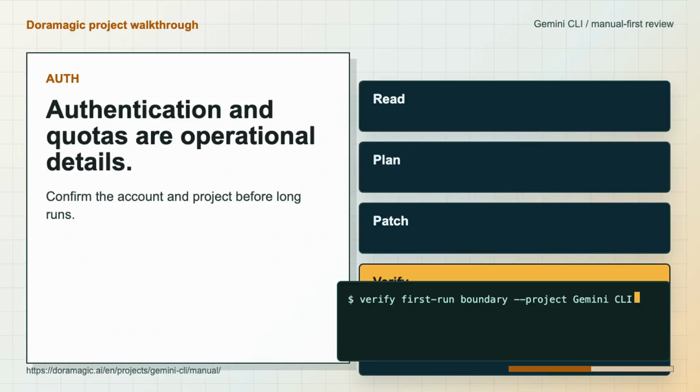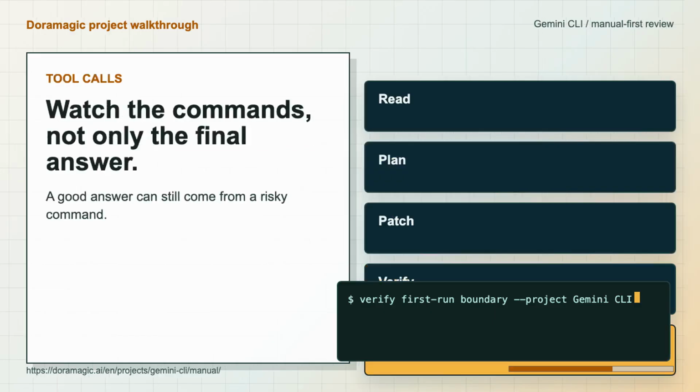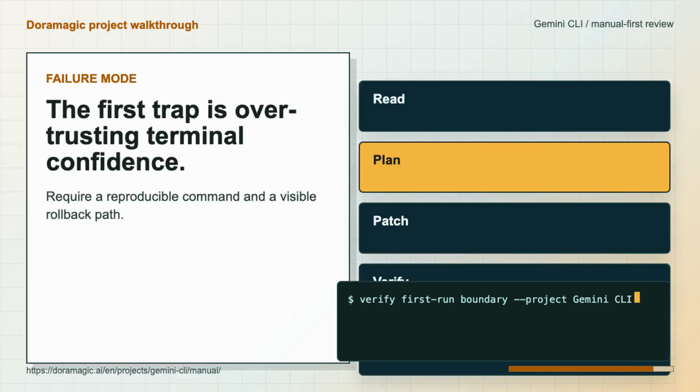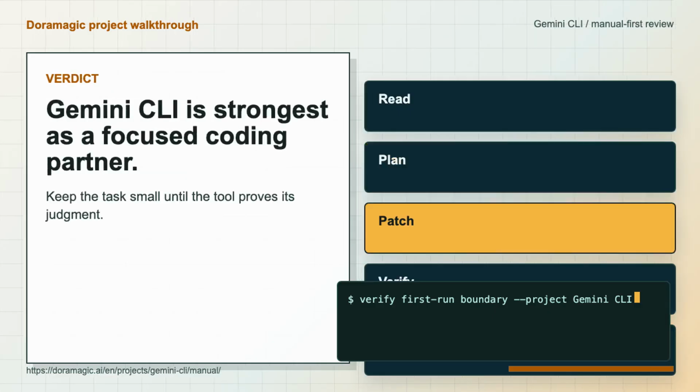The trap is terminal confidence. When an agent speaks from a terminal, it can sound more certain than a web chat because it can actually run commands. That does not make every command appropriate. Package installs, broad formatters, and recursive edits should be treated as decisions, not background noise.